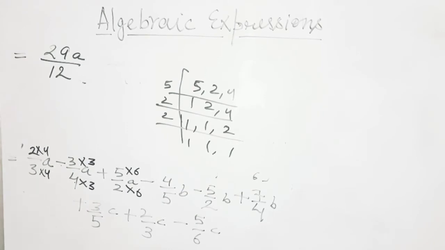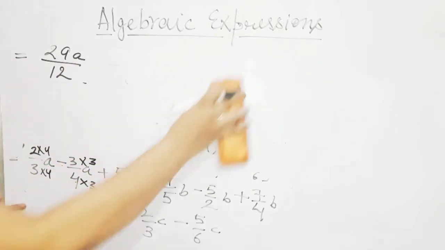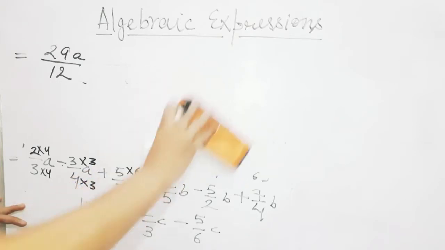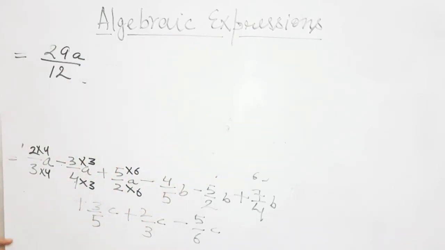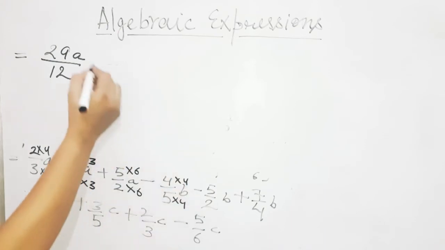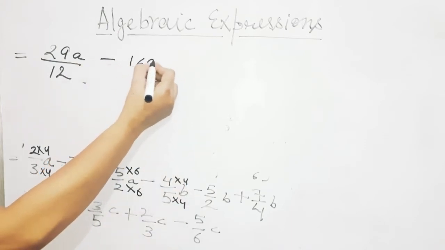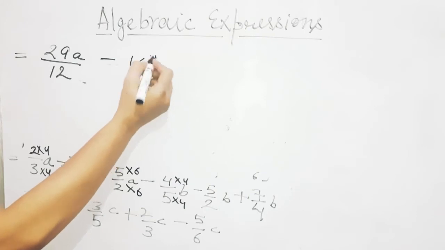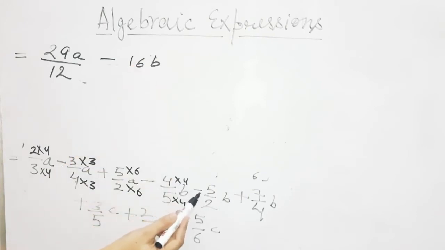So now to make it 20, all the B terms have different denominators. We will convert all the denominators into 20. So to make it 20, 5 has to be multiplied by 4. The same goes with the numerator, so it will be minus 16b, because 4 4s are 16, and again it is a negative sign.